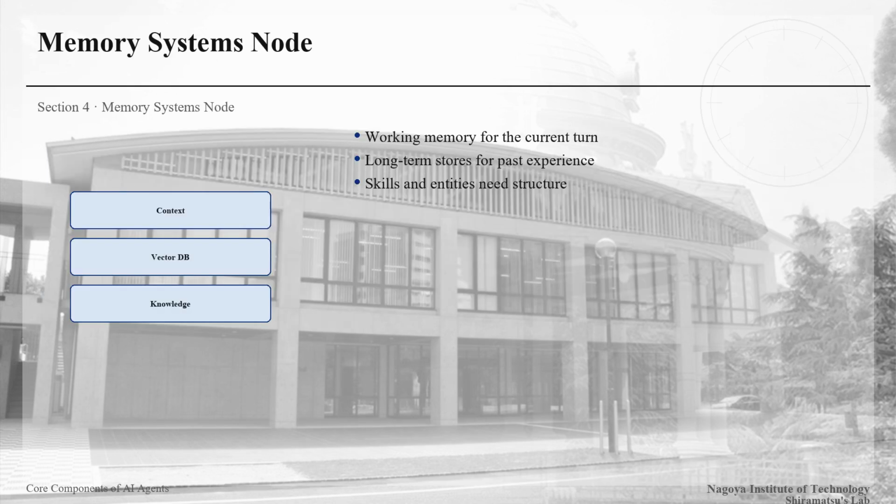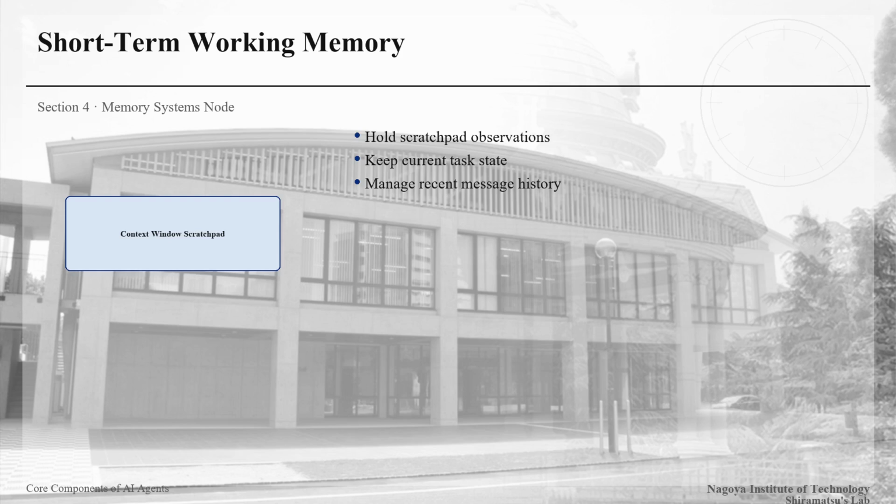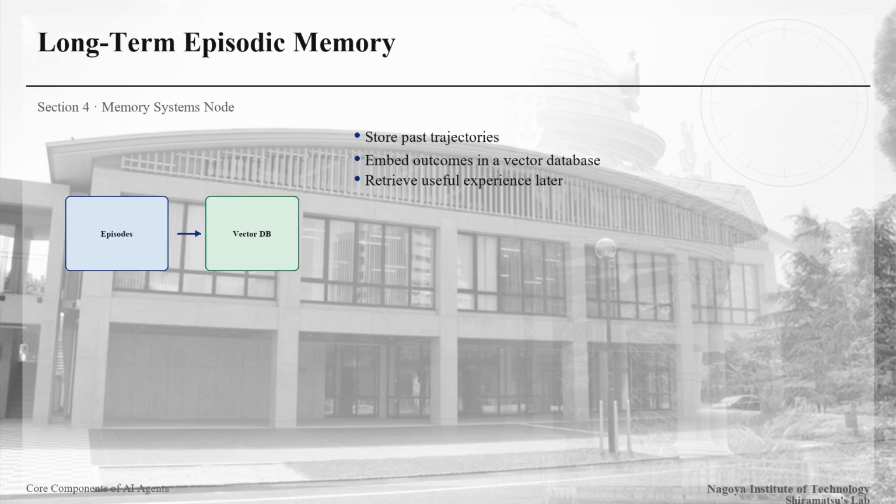Section 4 covers memory systems, short-term context, long-term stores, and structured knowledge. Memory splits into short-term working context and long-term persistent stores. Short-term memory manages scratchpad observations, current task state, and recent message history. Long-term episodic memory stores past trajectories in vector databases for later retrieval.